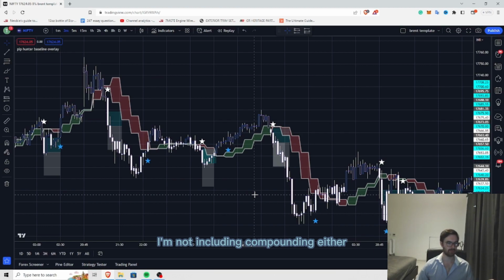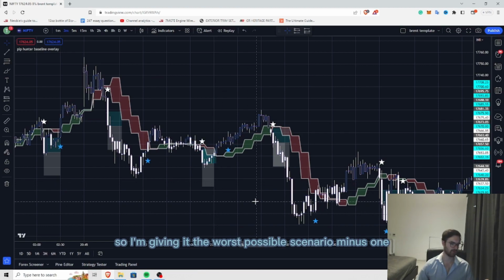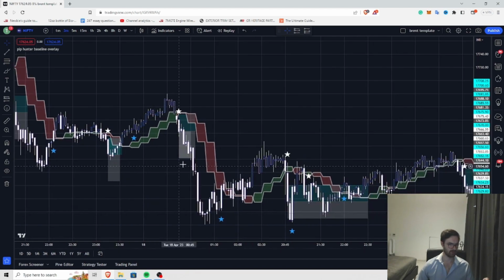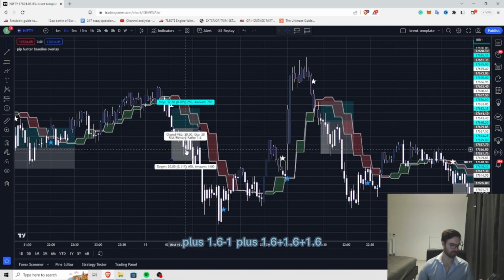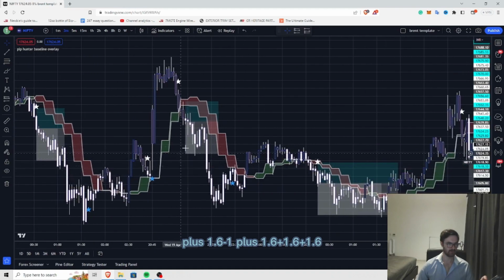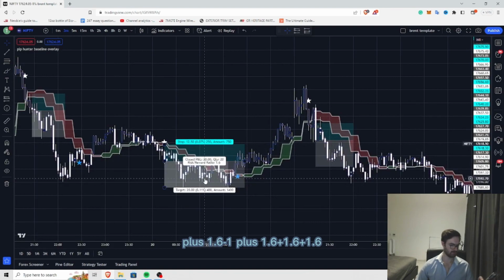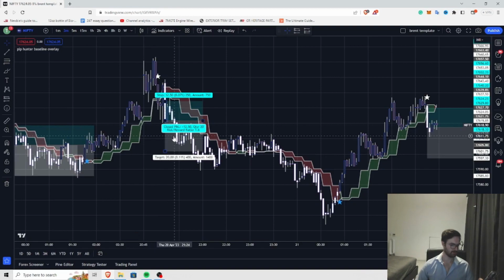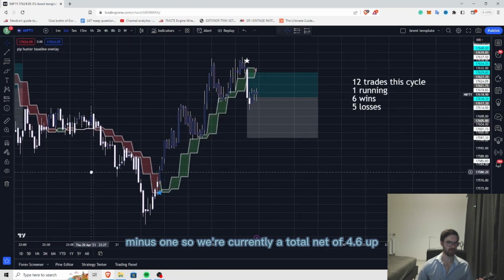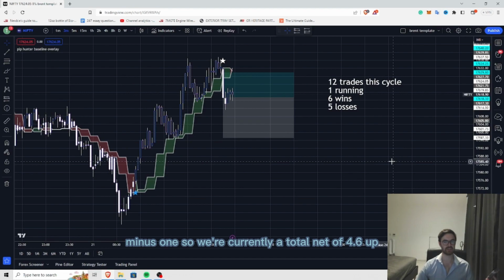I'm not including compounding either, so I'm giving it the worst possible scenario. Minus 1 plus 1.6 minus 1 plus 1.6 plus 1.6 plus 1.6 minus 1. So we're currently at a total net of 4.6 up with 1 running, and that's just in 12 trades. Again, that's not including compounding.